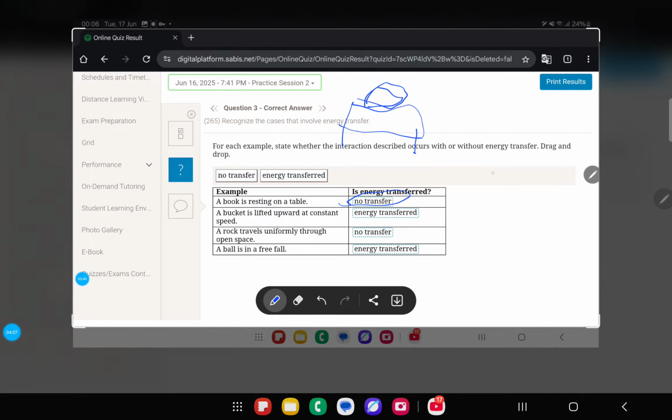Now for a bucket that's being lifted upward at constant speed. Okay? It's being lifted upward, so gravitational potential energy is increasing, right? So the energy is transferred. Now, a rock travels uniformly through open space. In space, there are no forces acting on it. And it's traveling uniformly, so there's no energy transfer. Okay? Let's clear it up.